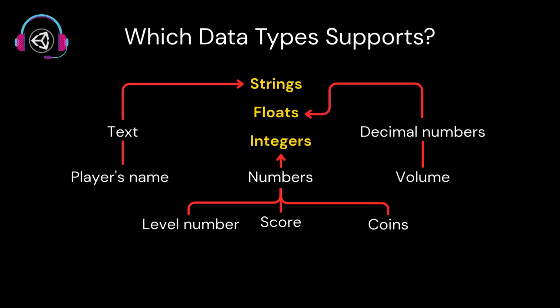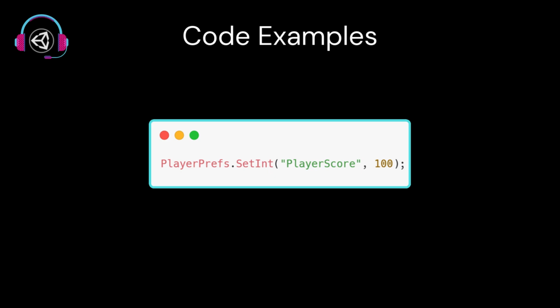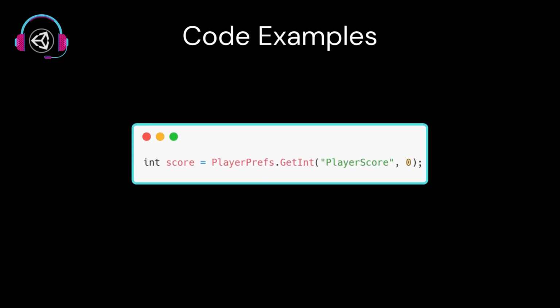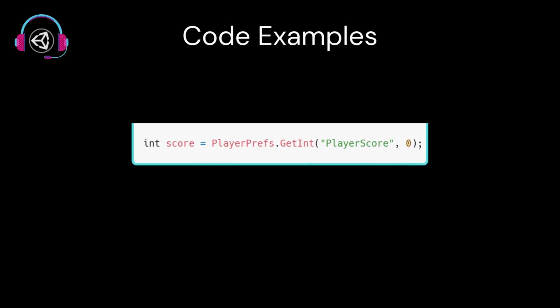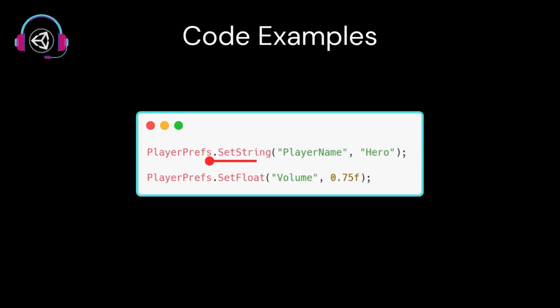Let's look at how easy it is in C# code. Saving a number takes one simple line. PlayerPrefs.SetInt. We call our key PlayerScore and save the number 100. To load that score later, we use PlayerPrefs.GetInt. This number 0 here is a default value. If the game can't find PlayerScore, it just uses 0 instead of breaking your game. It works the same way for text and decimals.